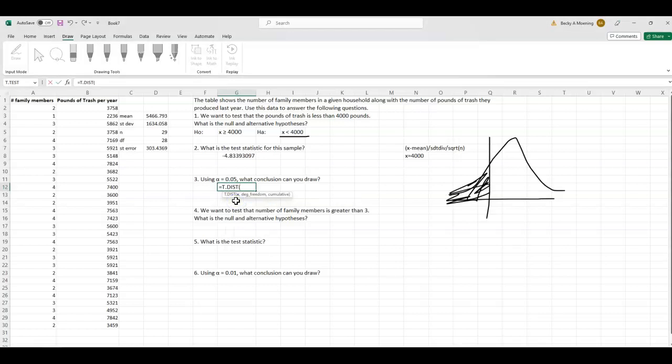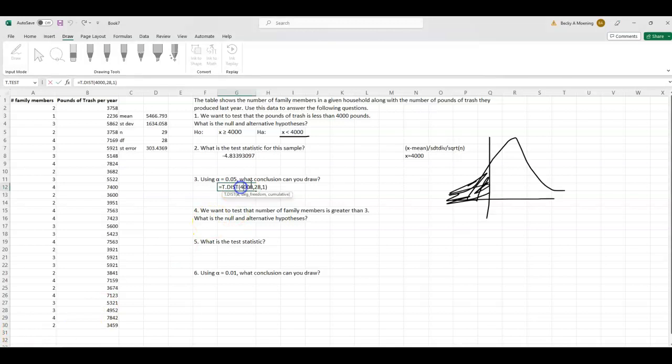Now you'll see you're asked three things. First, we need X. X is our 4,000 because that's what we're testing. Then we need our degrees of freedom, which we know to be 28. And is this cumulative? Do we want the distribution function or the probability density function? Well, we want the distribution function, so we're going to use a 1. And, oh, that's not what's supposed to happen.